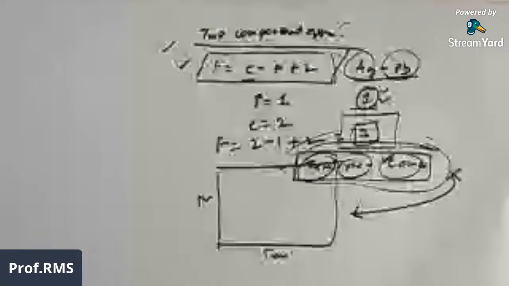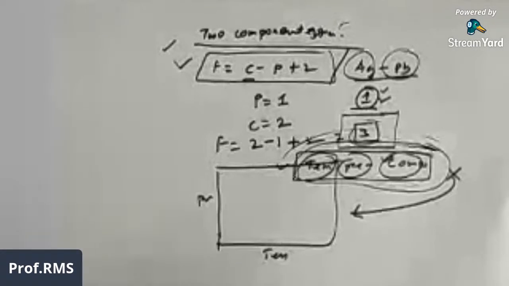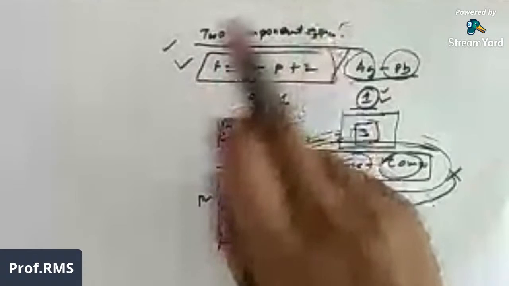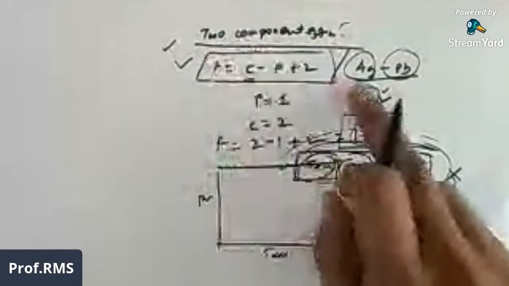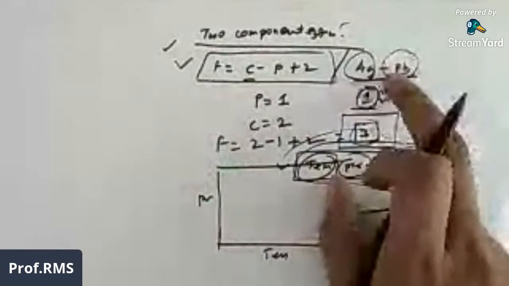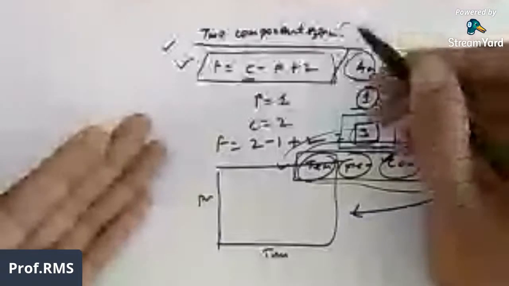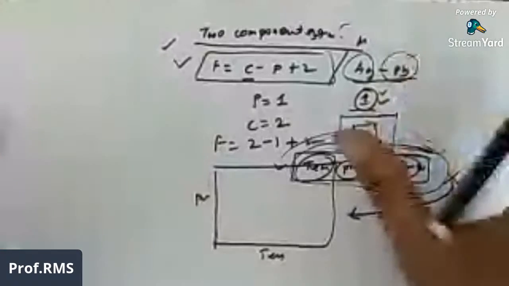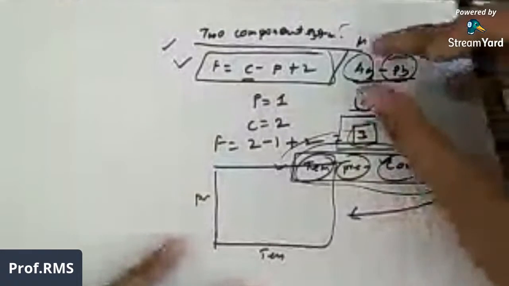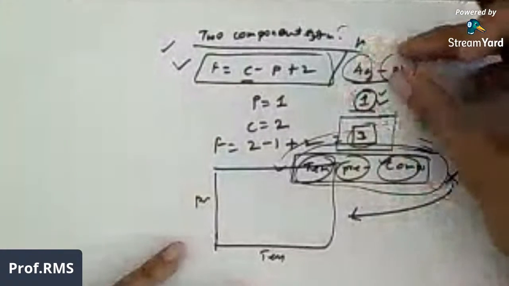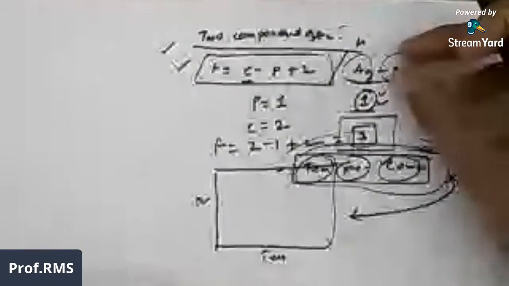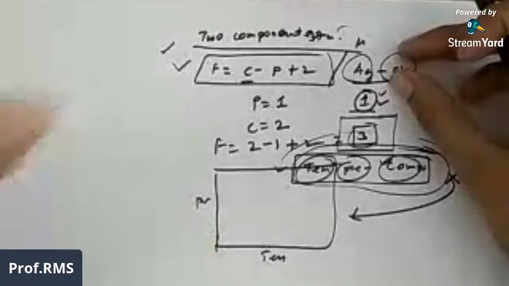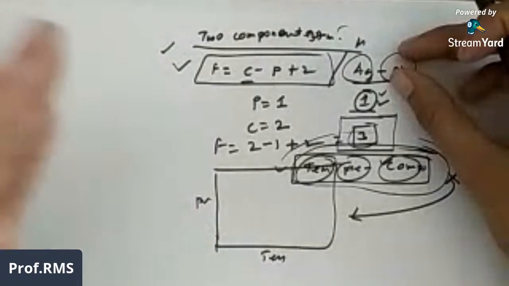Just focus here. If we have a two component system, it means we have two chemical species, maybe silver, maybe gold or maybe lead. We need two components. So we have considered here two components, that is silver and lead. To estimate the degrees of freedom, we need to find out the minimum number of phases.